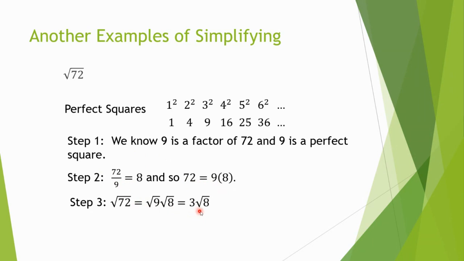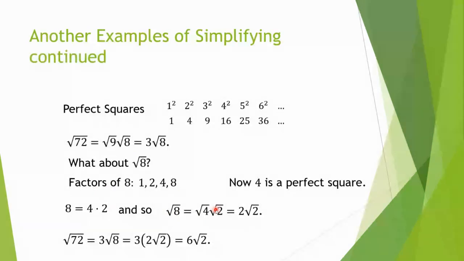But now we have to ask, what about the square root of 8? Is that simplified? Well, it turns out the answer is no, as you can see on this slide. How do I know that? Well, if we listed the factors of 8, we would see 4 is a factor of 8. 4 times 2 is 8, and 4 is a perfect square. So because of that, the square root of 8 is not simplified. So we can simplify it.